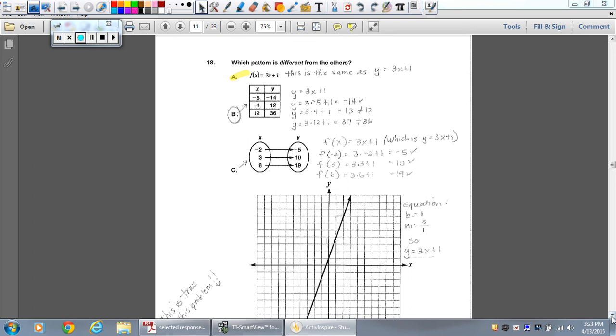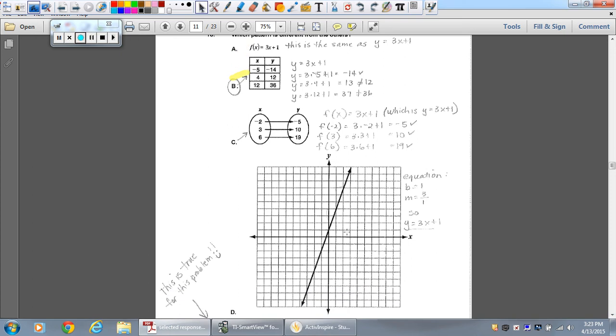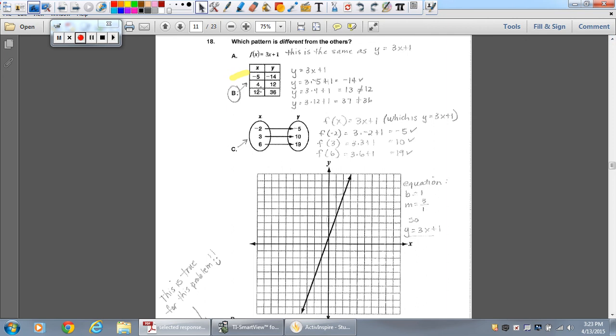And the last one was a graph. And so I could use the y-intercept, which was 1, and then up 3 over 1, up 3 over 1, and see that was my slope. So that was the same. So it looks to me like the one that is different would be B, because it doesn't follow that pattern.